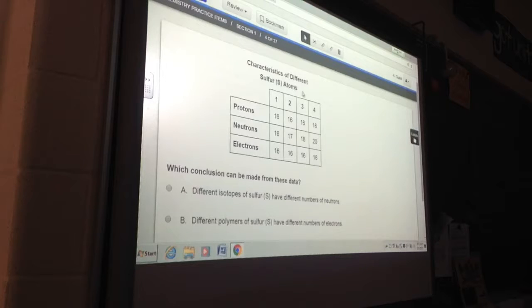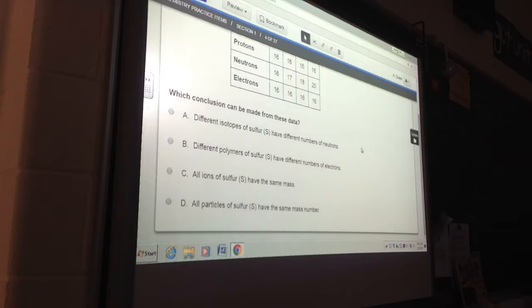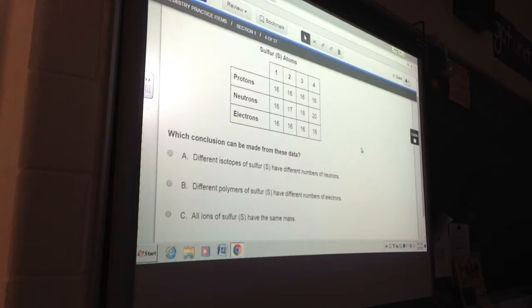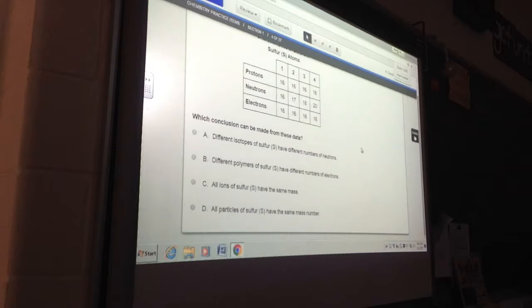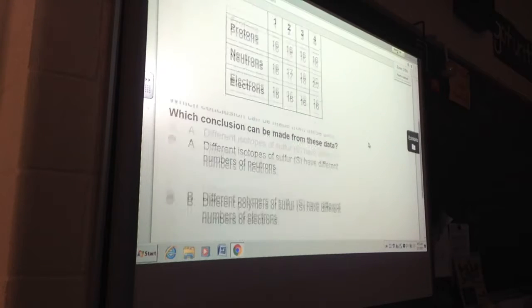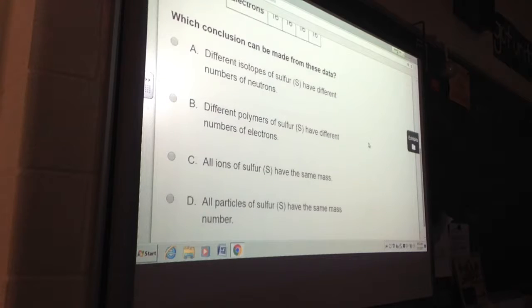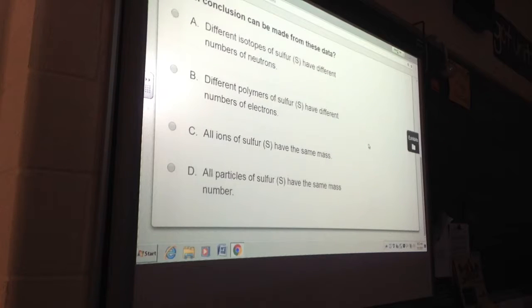Characteristics of different sulfur atoms. What conclusion can be made from this data, from these data?